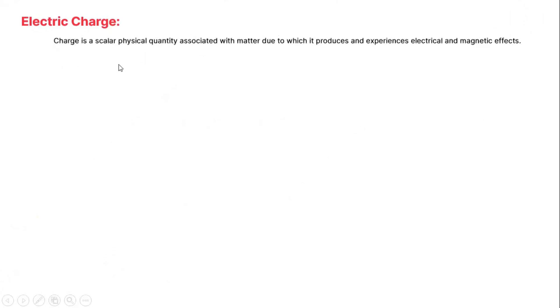So next, we have the electric charge. The new topic that we have to start with is the electric charge. Now mind it, charge is a scalar physical quantity that is associated with matter, due to which it produces and experiences electrical and magnetic effects. That is our concern in this 12th class. In all the coming Part 1 book, we will be dealing with electrical and magnetic effects.